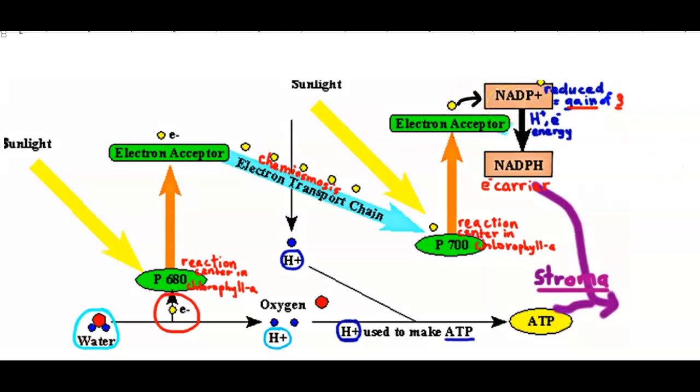NADP+ picks it up. NADP+ is going to get reduced. It's going to gain all three of those things, not just electrons, but hydrogens and energy. So that electron is being taken away. This is why this is non-cyclic. It's being taken away to the stroma. And what's going to happen in the stroma? Anybody know?